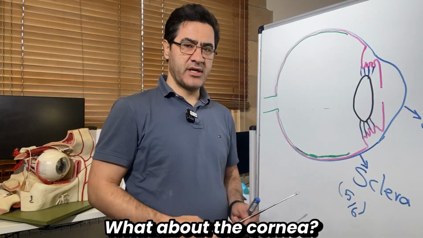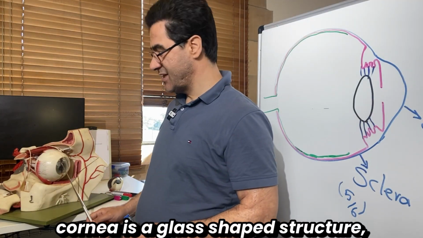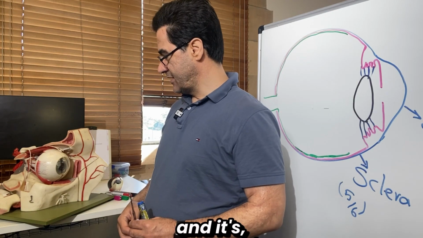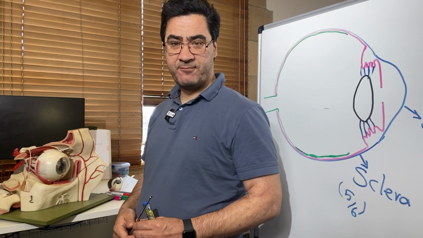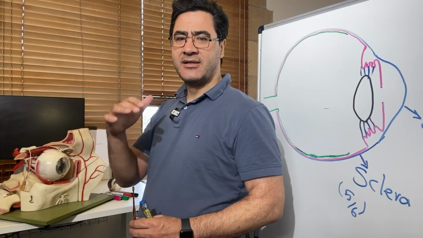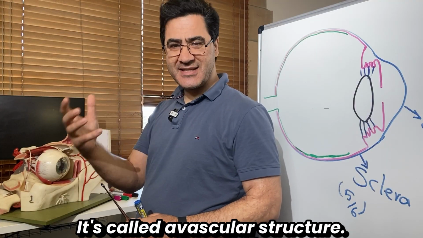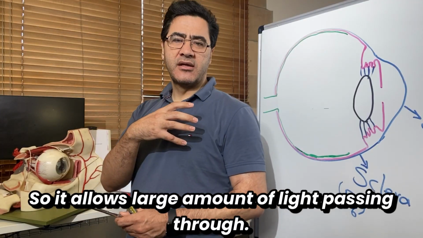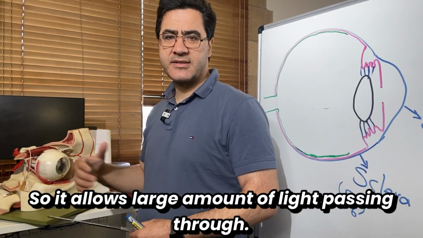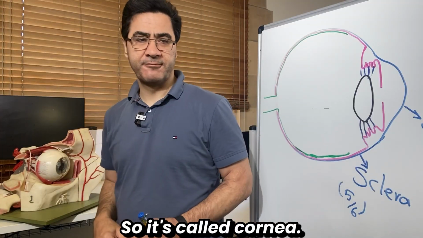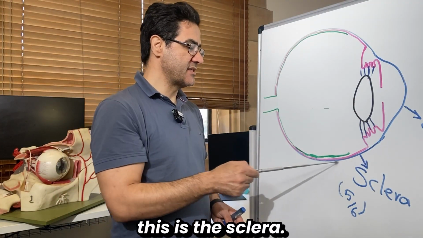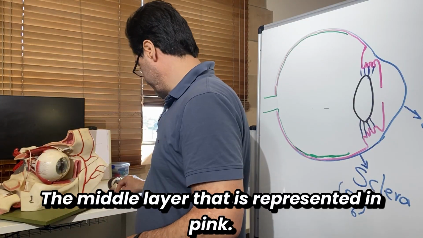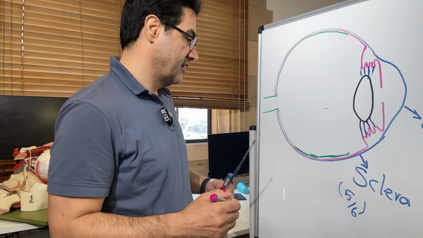What about the cornea? If you look here, the cornea is a glass-shaped structure, projects anteriorly, and it's transparent. It looks like a glass. There are no vessels. It's called an avascular structure. There are no vessels, so it allows a large amount of light to pass through. So here is the cornea. This is the sclera.